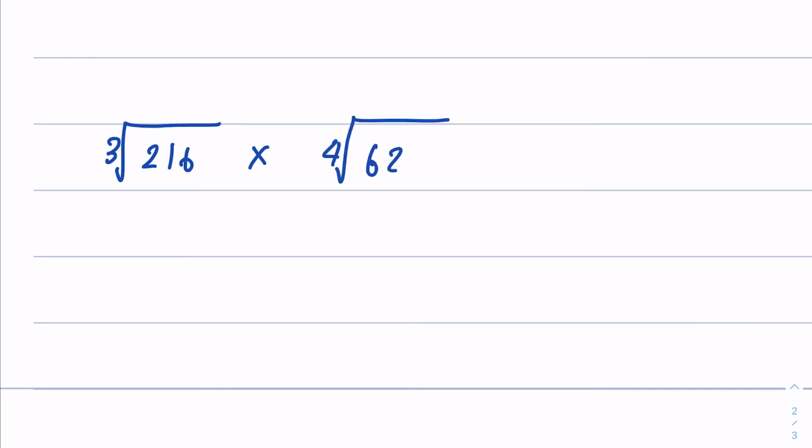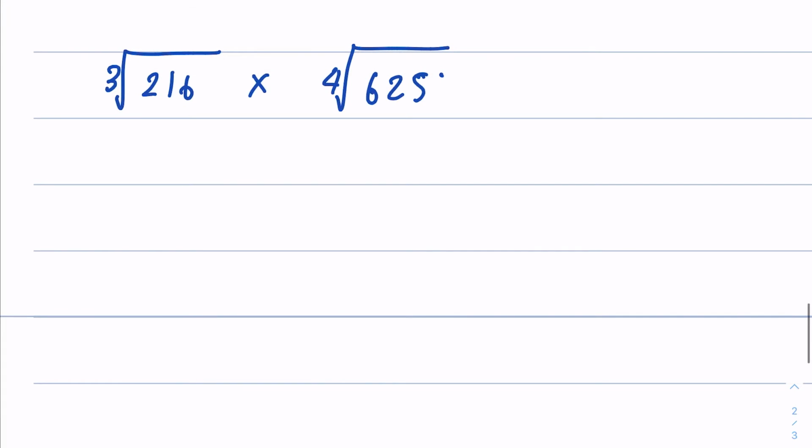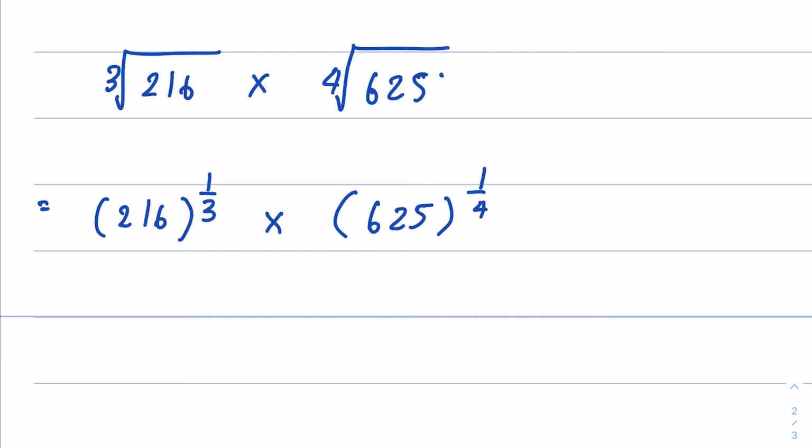For the next question, we have cube root of 216 multiplied by 4th root of 625. Cube and fourth, this simply can be rewritten as 216 to the power of 1/3 times 625 to the power of 1/4. If you can refer to my previous videos, I've actually gone through how you change this root into a fraction of a power.